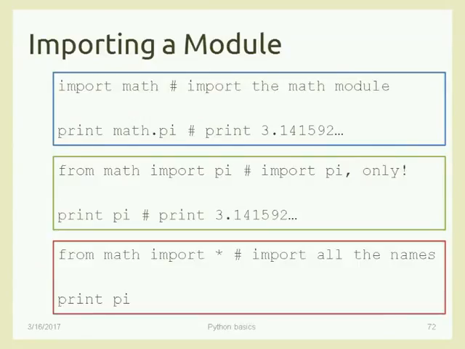The third method, the red one, is from math, from the module math, import asterisk, that is import everything. This one has the effect of putting every variable, every function of the module inside your program. So if the module defines a pi variable, you have a pi variable. If the module defines a sin function, you have a sin function like you defined this one. This third method: don't use this, because you access everything from a module and you don't know what will be overwritten in your code and what you will overwrite.